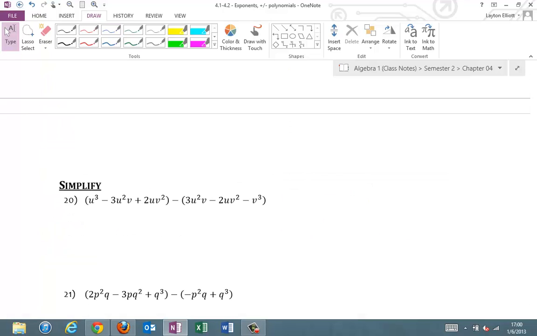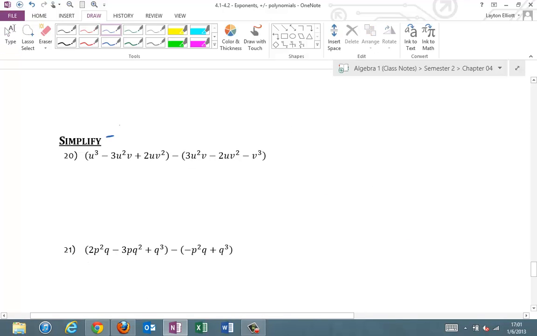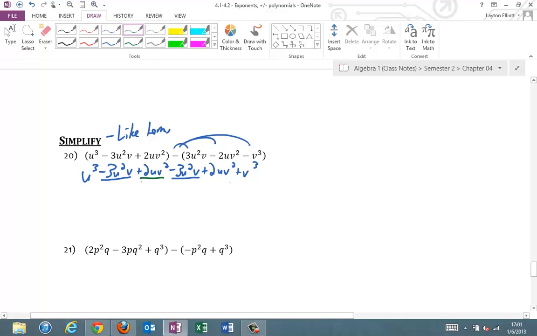Moving on, simplifying. We've done these before, we just have to look for like terms. Which means we're going to distribute the negative first. So I'm going to rewrite the whole thing: u cubed minus 3u squared v plus 2uv squared minus 3u squared v plus 2uv squared and plus v cubed. All I did was distribute the negative. Then we're going to look for like terms. There's nothing matching the u cubed. The 3u squared v is going to add with the other u squared v. And then the uv squared terms are going to add together.